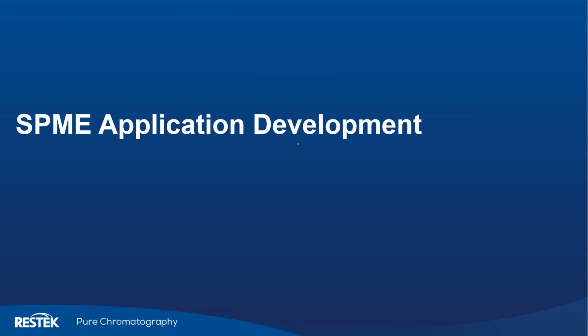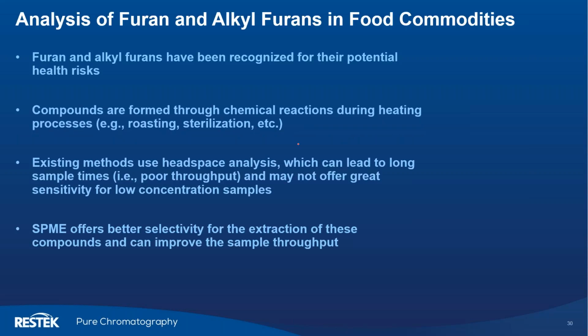So next we'll go into some application development and actually using this method and approach for building methods in both the food and environmental areas. So first, the method that I want to show you is the analysis of furan and alkyl furans in food commodities. Furans and alkyl furans have been recognized for their potential health risks, right? And they are formed during chemical reactions that take place during different heating processes, which might include sterilization or roasting of different food commodities.